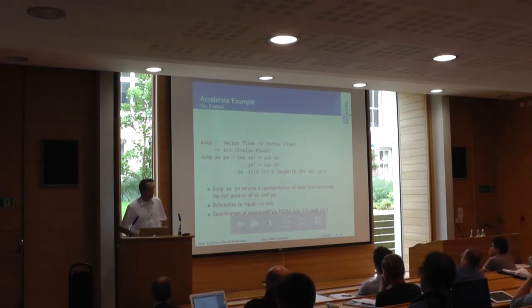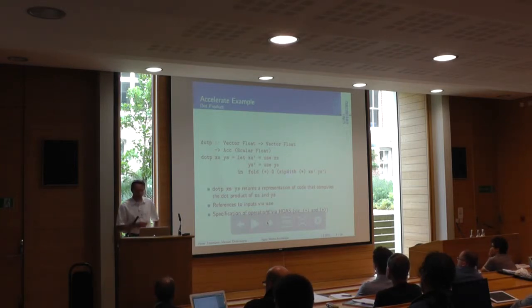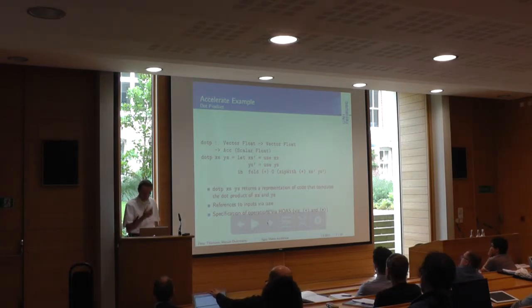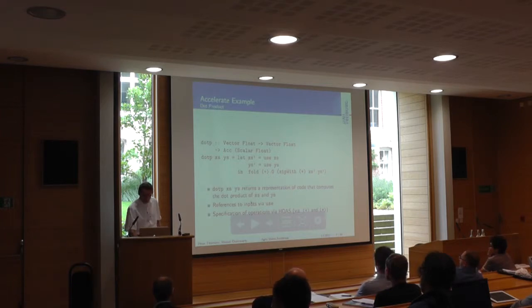And just to give you an example here, there's code for the dot product, which takes two vectors of floating point numbers and computes the dot product. So what's notable here?